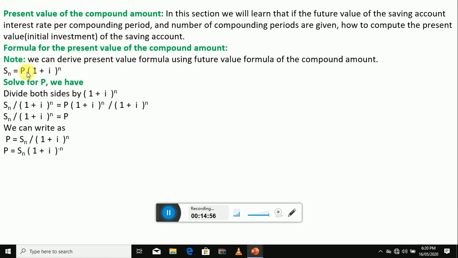So we need this P. P is the principal investment. We have to find this. So solve this equation for P.